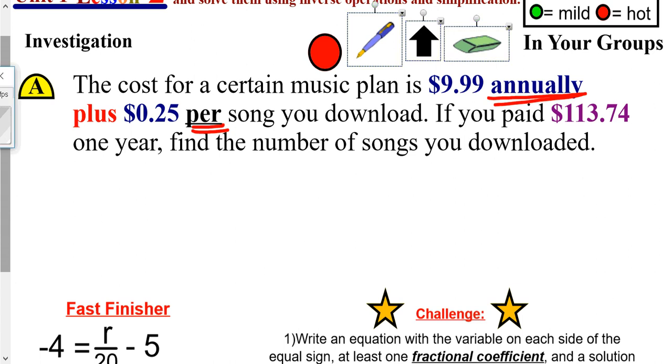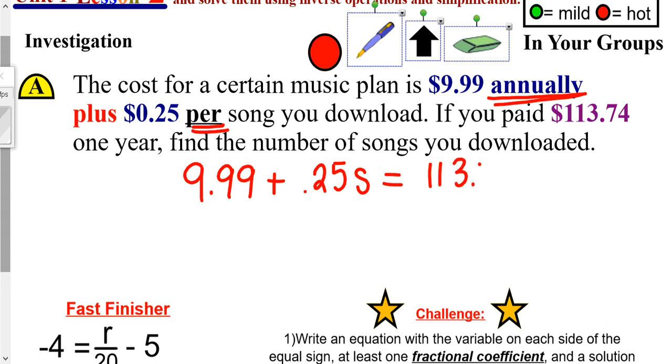Okay, so if we look at this together, we know that that $9.99, that's an annual fee. That's something that we're going to be paying yearly. Plus 25 cents per song. I'm going to use S for song, but you can use any variable that you like. And we know that the total that we paid is $113.74.